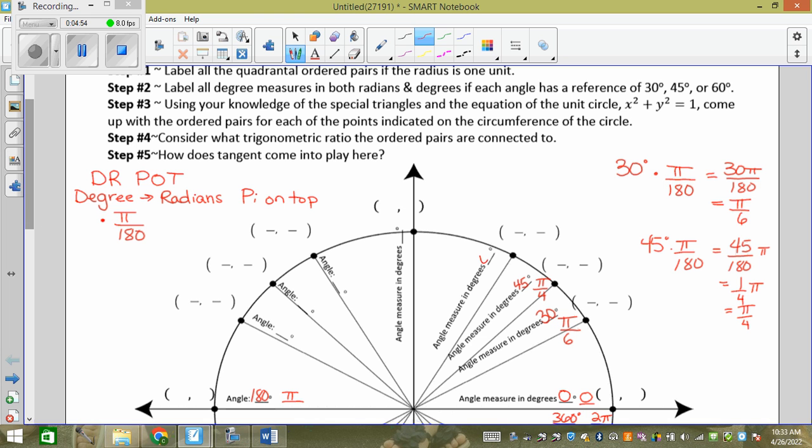The next one is 60. So now what am I going to do? 60 divided by 180. So you get 60 divided by 180, math, enter, enter.